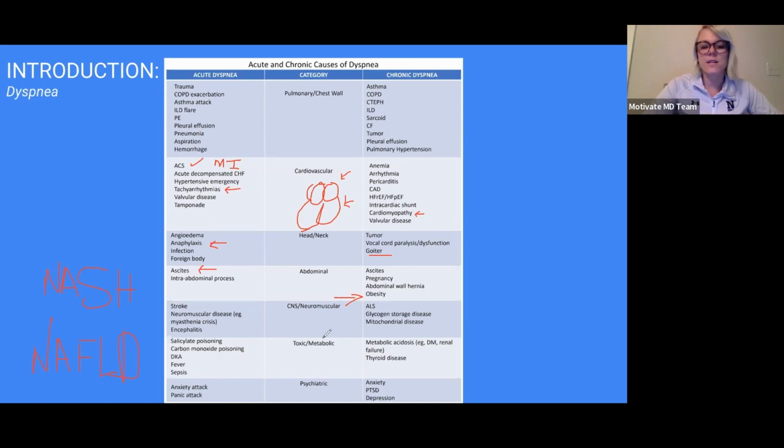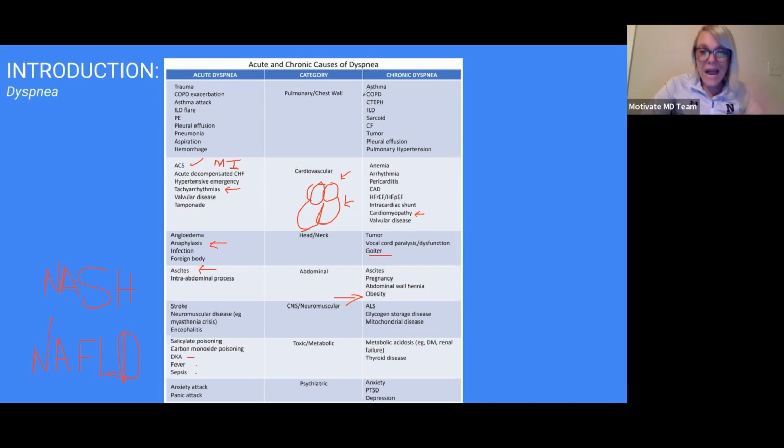Other things, toxic metabolic, you could get it from fever, sepsis, diabetic ketoacidosis, and then psychiatric, you could get it with anxiety as well. Usually what we see with anxiety is hyperventilation. So there'll be things that point us in that direction, like blood gases. We'll see a low CO2. Because they're blowing off more CO2, they might be alkalotic. So you might get a respiratory alkalosis. Remember, CO2 is a gas.